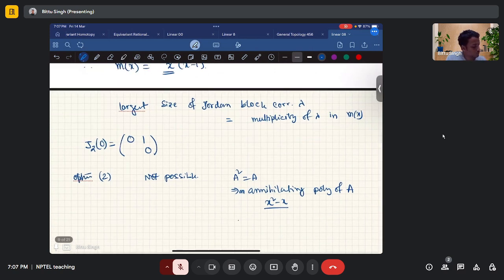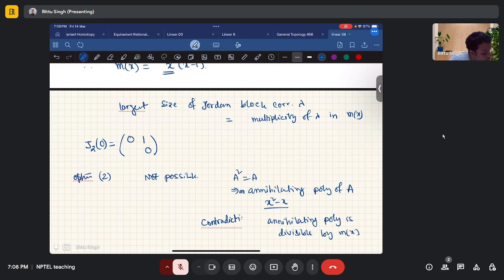So this contradicts the fact that an annihilating polynomial is divisible by the minimal polynomial. This is a contradiction, so this is not true. Okay.